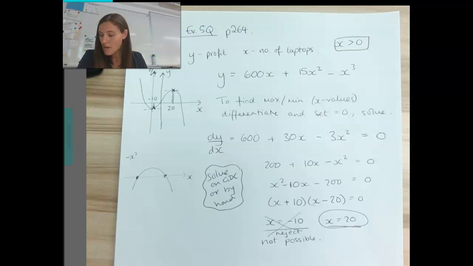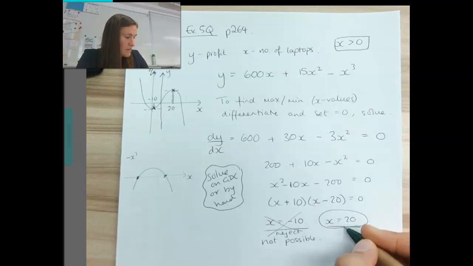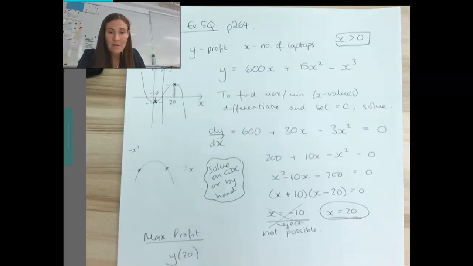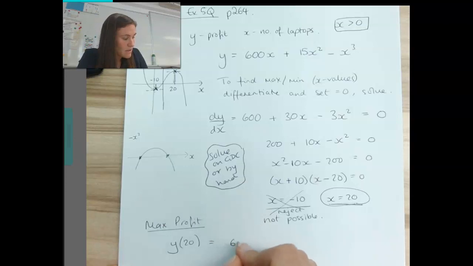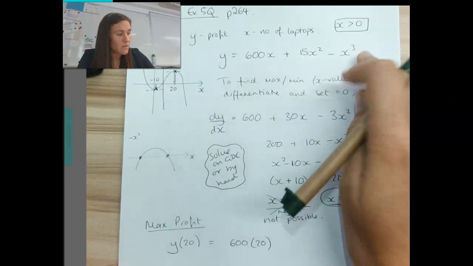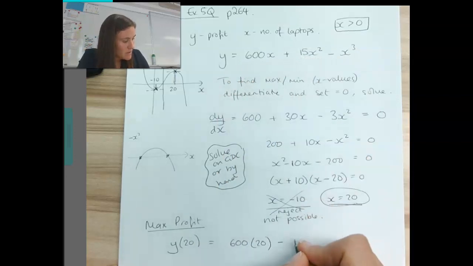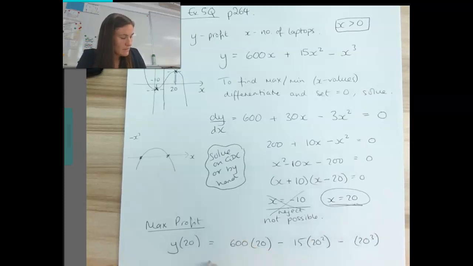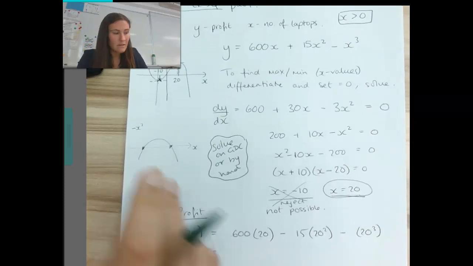If the question was, how many laptops do we need to sell at the max, 20 would be my answer. But I think the actual question is, what is the maximum profit? So it's not x I'm trying to find. I'm trying to find y when x is 20. So I would write that as y of 20. I'm going to substitute that into my equation above, 600x plus 15x squared minus x cubed. Again, I'll probably just pick up a calculator at this point and put it in.